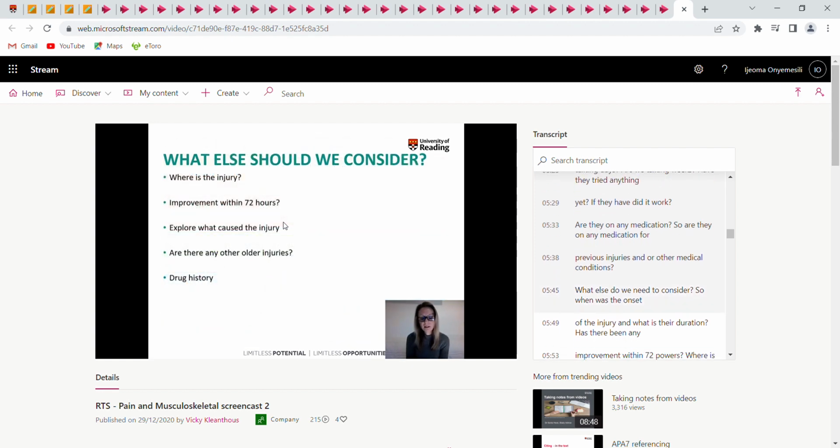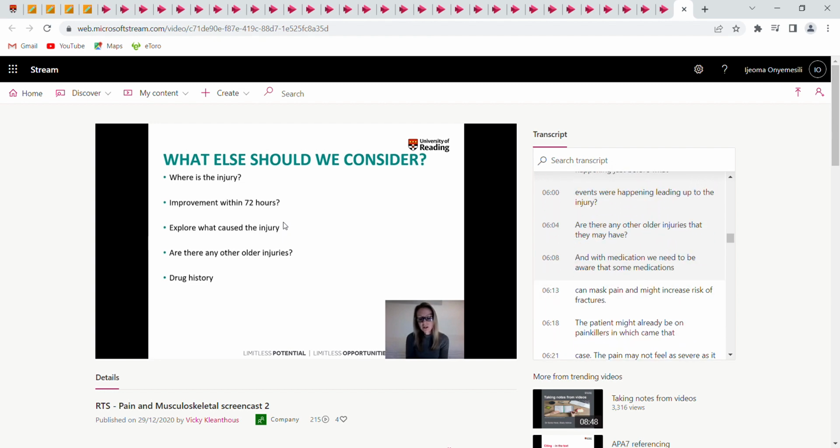What else do we need to consider? So when was the onset of the injury and what is the duration? Has there been any improvement within 72 hours? Where is the injury? Confirm the type of injury and what was happening just before, what events were happening leading up to the injury. Are there any other older injuries that they may have?